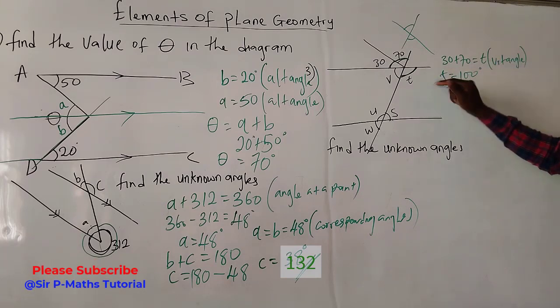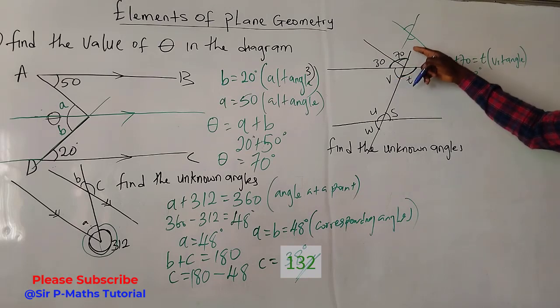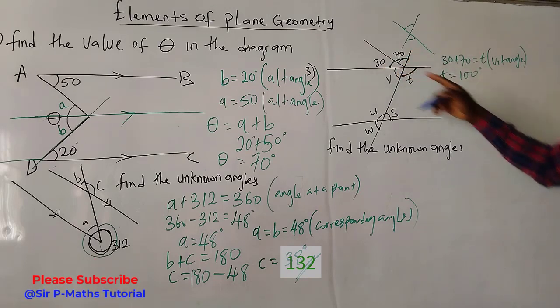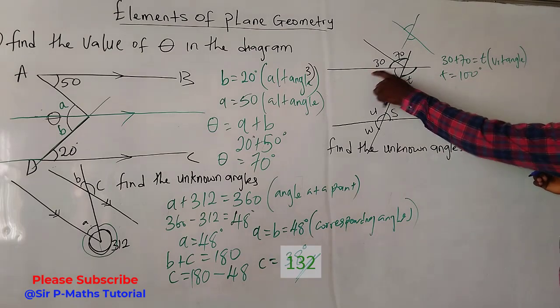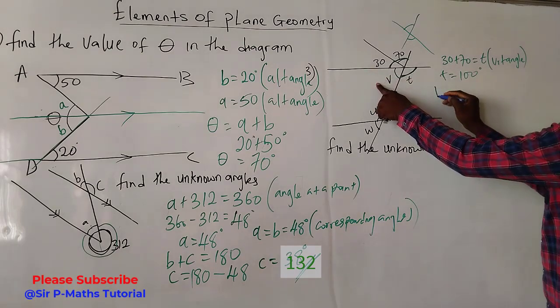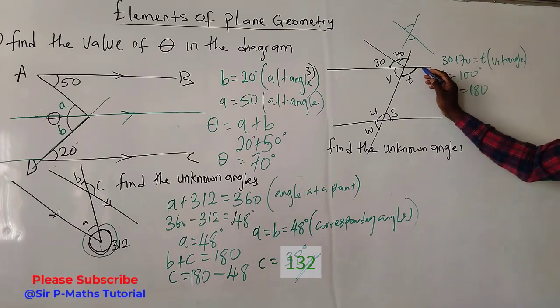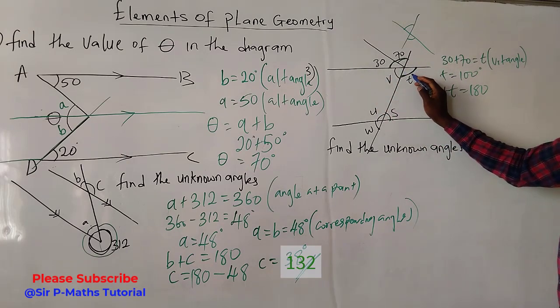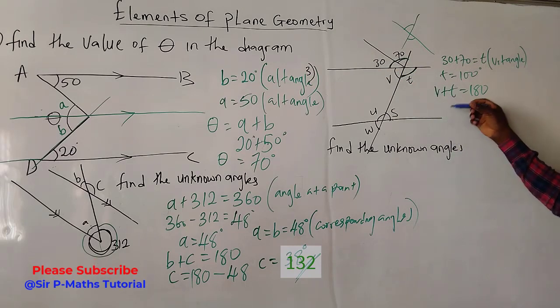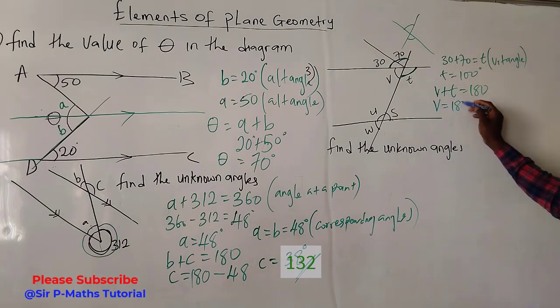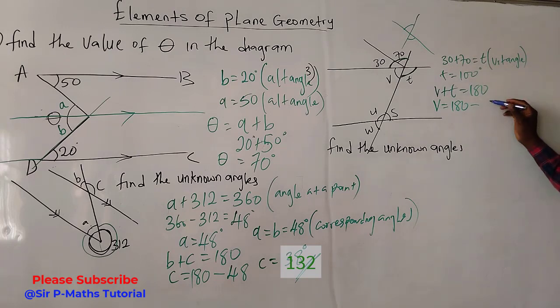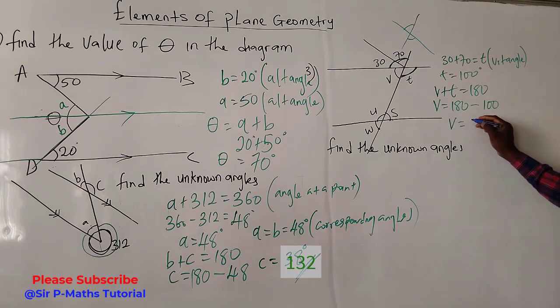Having gotten T, I can use this information to get V or use this side to get V, whichever way. Let us use here. You know that if I add V and T, I'll get 180 degrees because they are angles on a straight line here and here. So having gotten T, I'll now say that V is equal to 180 minus T, but the value of T is 100. So 180 minus 100, the value of V is 80 degrees, right?